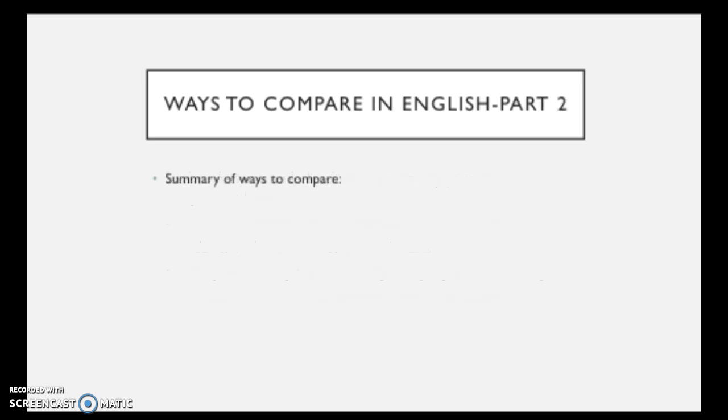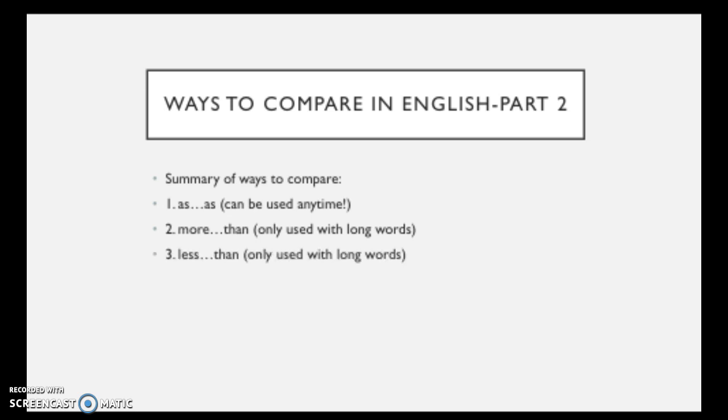In English, we can use the following to compare. As, more than, less than, and er on the end of adjectives. As can be used to compare any words. More and less than are only used with long words. Er is attached to an adjective and is only used with short words. If you're a little confused, don't worry. We'll cover this in detail in tomorrow's lesson.